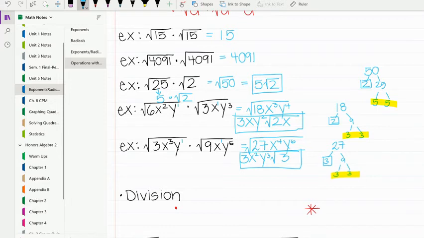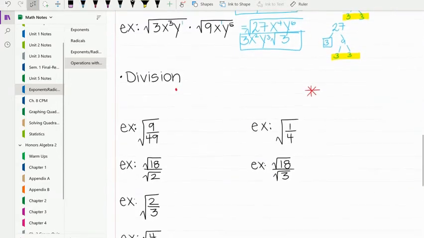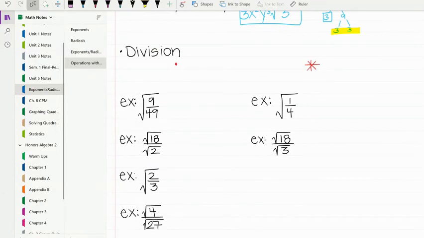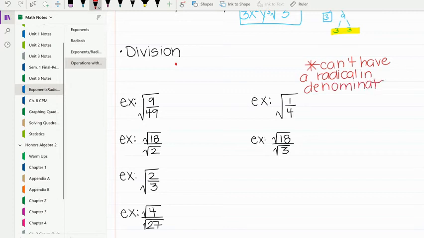Okay, lastly, division. So this is actually probably the most difficult one, just because we can't have a radical in the denominator. So that is going to be kind of the first thing that we say. So can't have a radical in denominator. This is like another math rule, right? We can't have negative exponents, so we can't have a radical in the denominator.